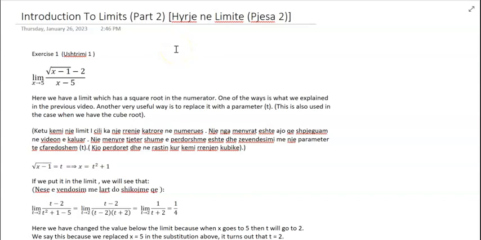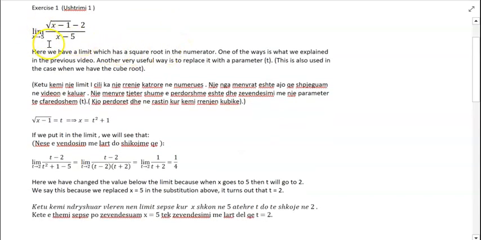We have exercise 1. The limit when x goes to 5 of the square root of x minus 1 minus 2 over x minus 5. Here we have a limit which has a square root in the numerator. One of the ways is what we explained in the previous video, by multiplying with the conjugate of the square root of x minus 1 minus 2.